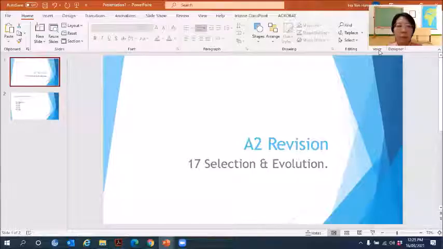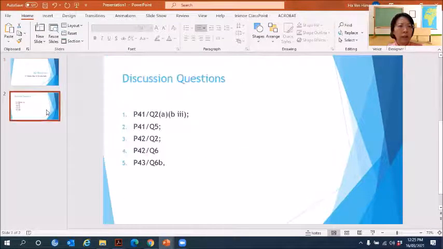On this computer, today we're going to do revision for this chapter 17, Selection and Evolution. And these are the questions that we will be discussing, using the questions from this topic to drill into the topic and ensure that we learn the detail and understand it better, right?